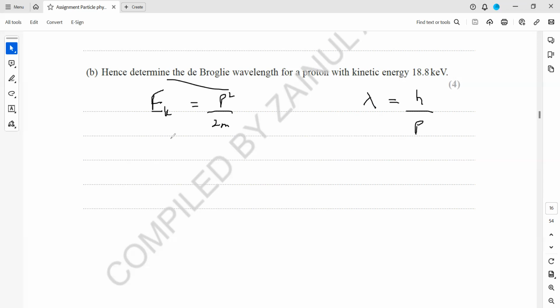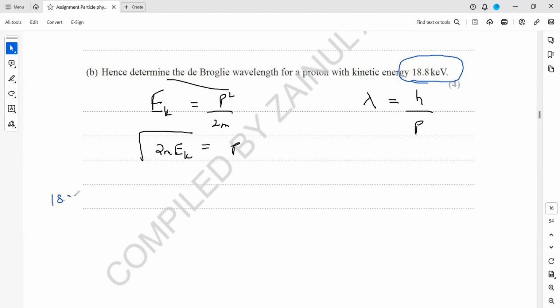So from this formula, first we have to work out p. 2m will be multiplied by Ek and then we take the root. This will give us the value for p. After getting the value for p, the de Broglie wavelength lambda is equal to h over p. The kinetic energy is given in kilo electron volt, so we have to convert it into joules.